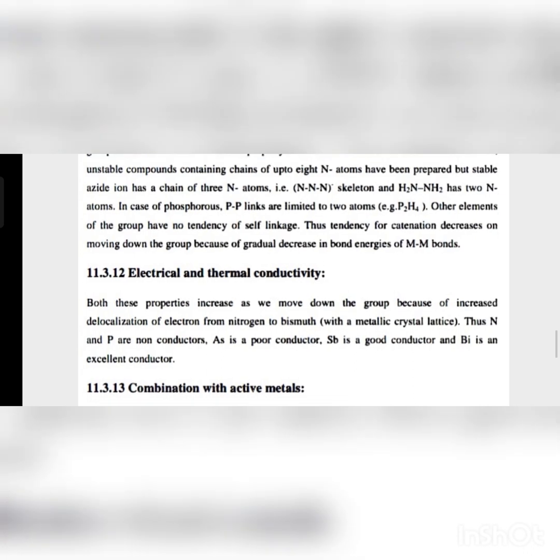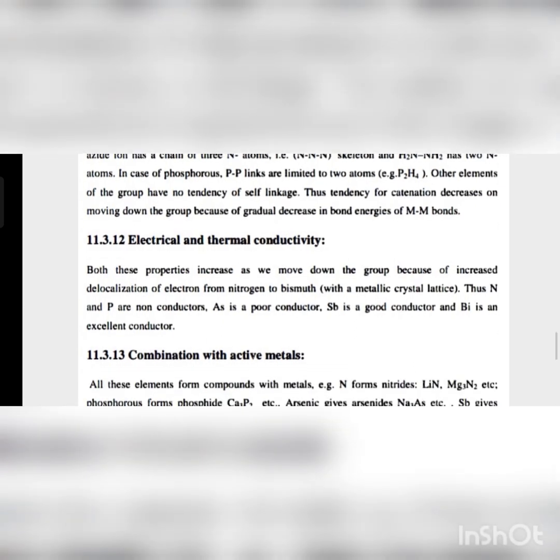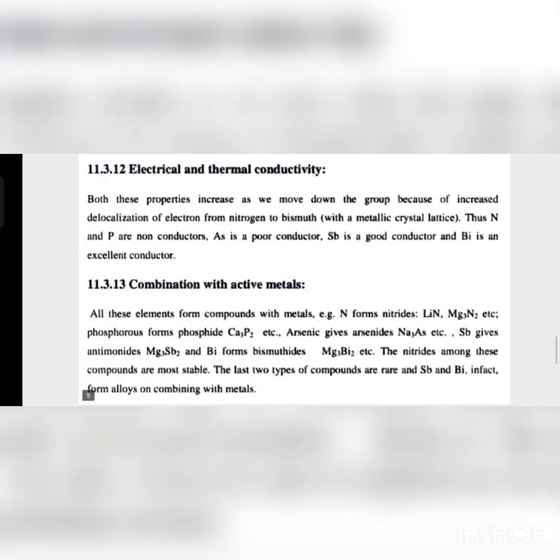Electrical and thermal conductivity. Both these properties increase as we move down the group because of increased delocalization of electrons from nitrogen to bismuth. Thus, nitrogen and phosphorus are non-conductors. Arsenic is a poor conductor. Antimony is a good conductor, and bismuth is an excellent conductor.